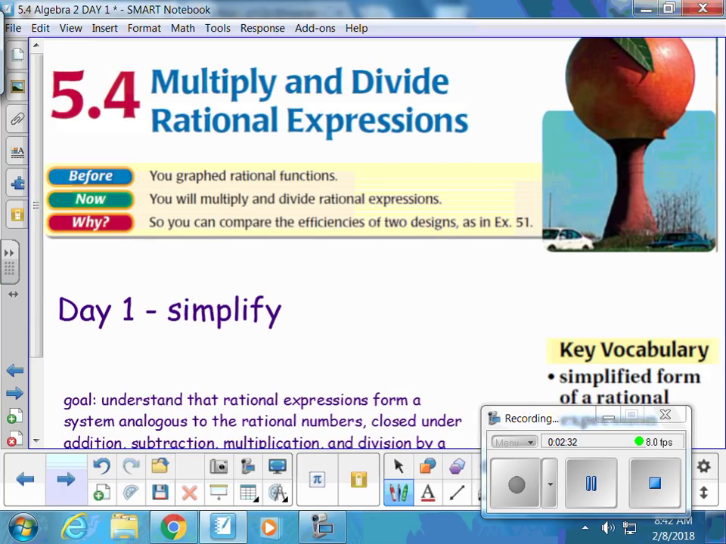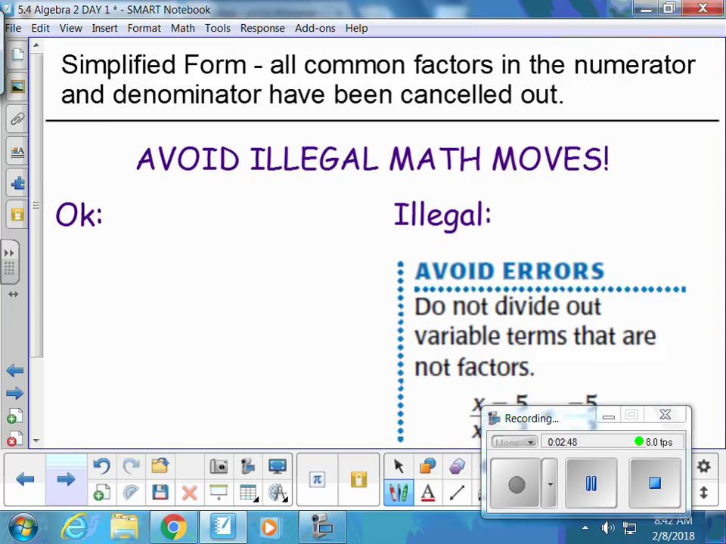So it's 5.4, day 1. We're just going to learn how to use factoring to simplify down rational expressions. So we'll have an equation on the top, an equation on the bottom, and we'll be trying to simplify it as much as possible. Before we start, let's just talk about what simplified form actually means. It means that all common factors in the numerator and in the denominator have been canceled out.